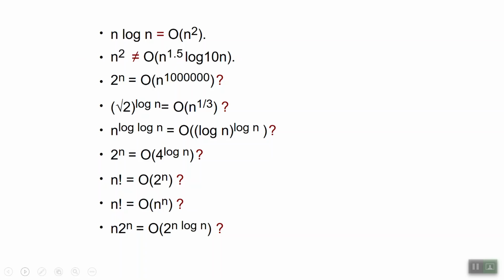So they're not. Let's go to the third line. Is 2 to the n big O of n to the very large constant? And the answer again is no. Exponential function grows faster than any polynomial.